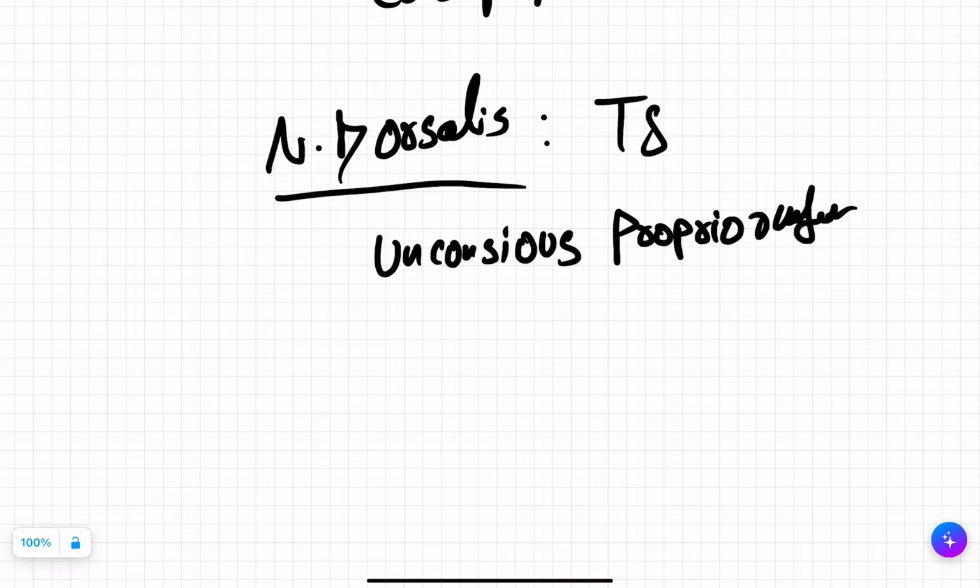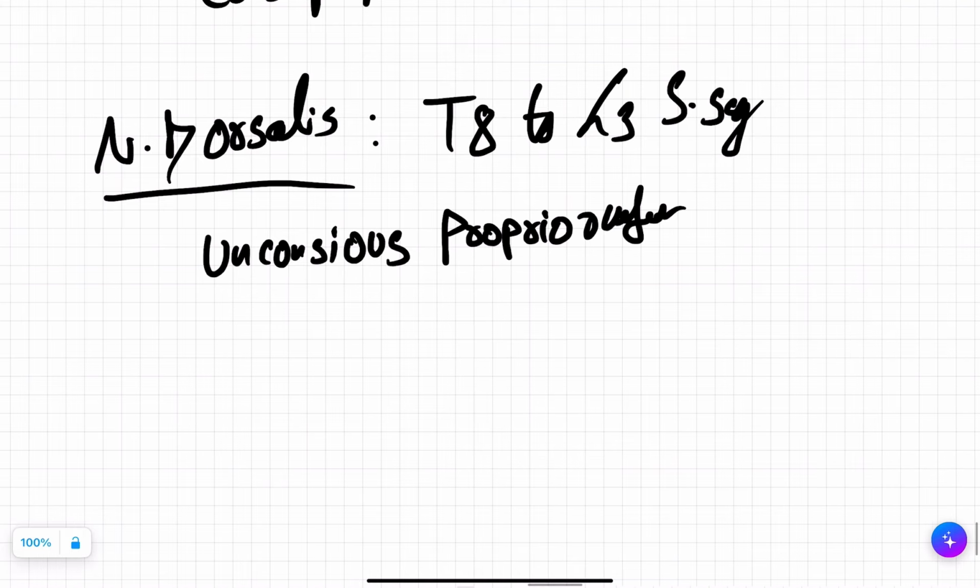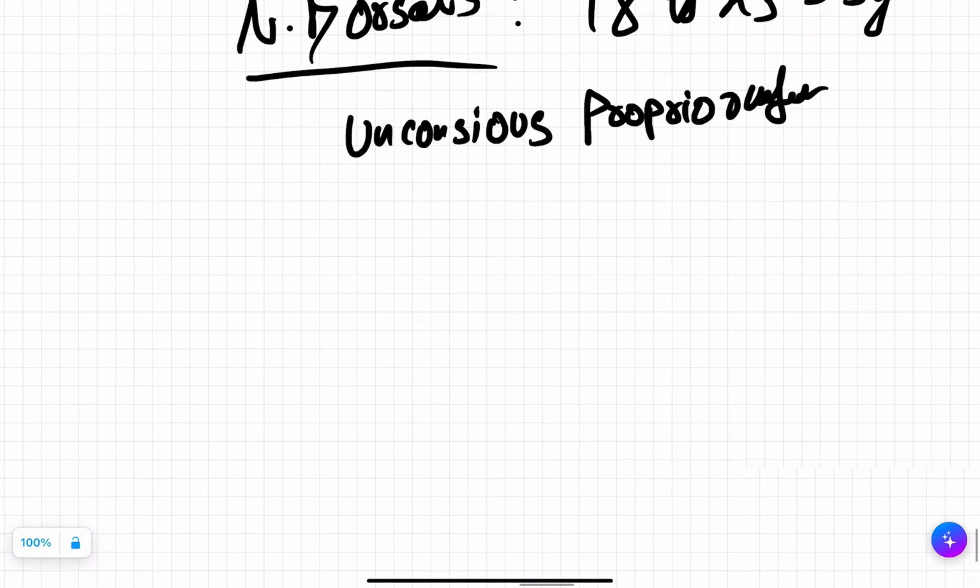So this is present from T8 to L3 spinal segment and not the vertebrae. Remember, this is present from T8 to L3 spinal segment. That is your nucleus dorsalis.